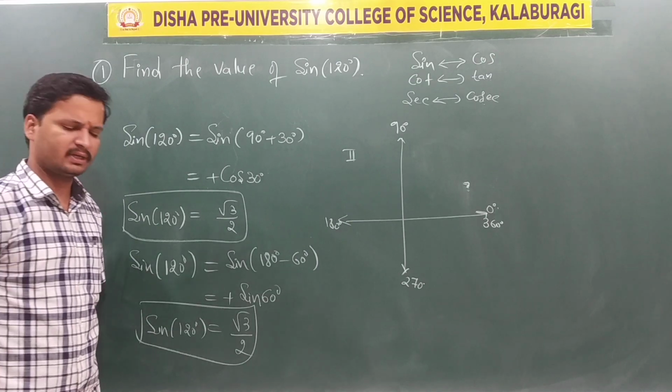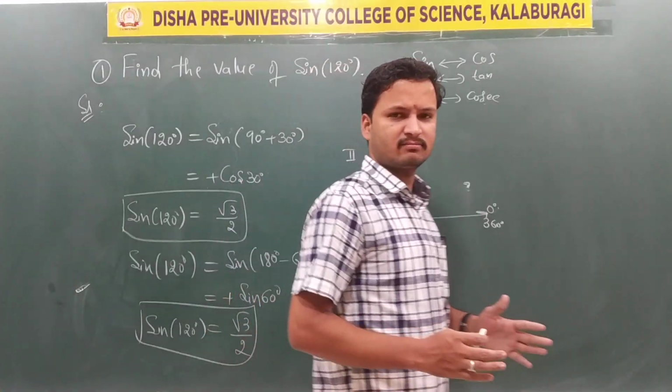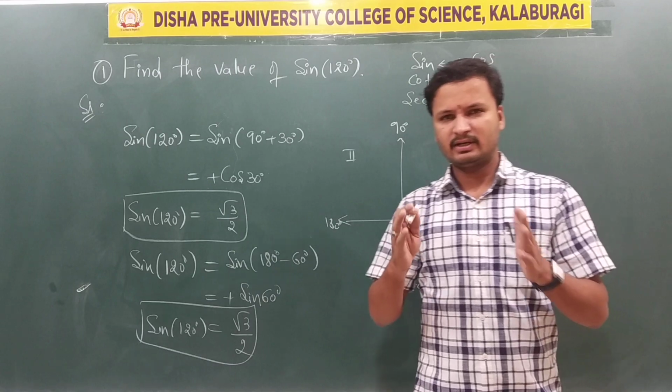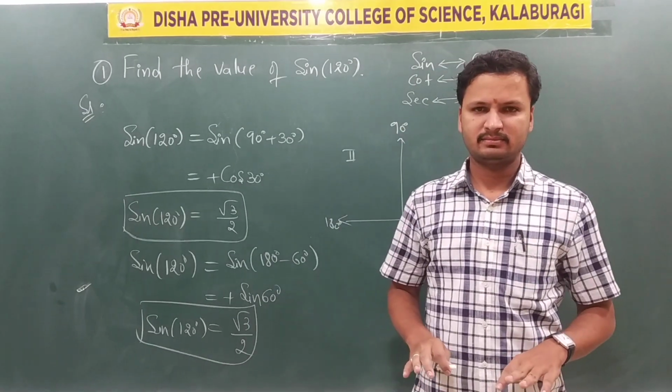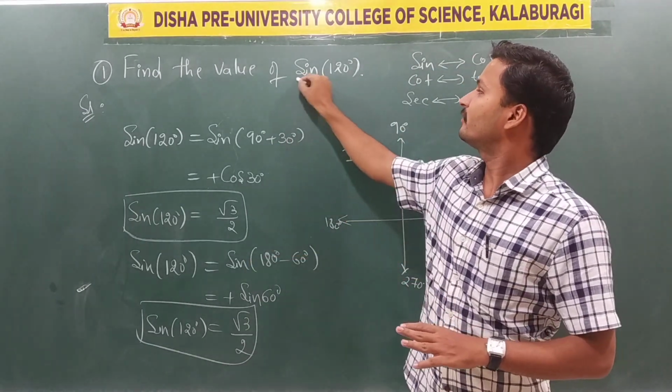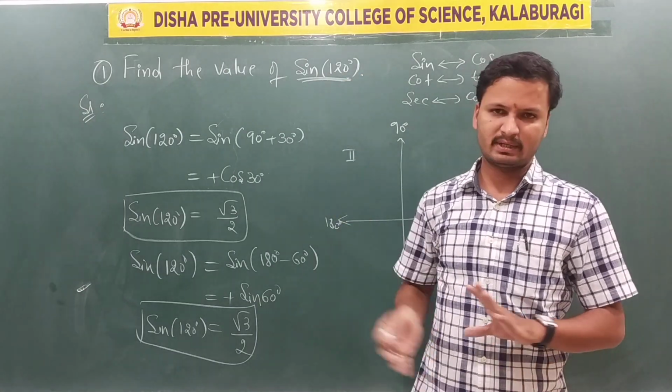So here, very important are the allied angles. Allied angles must be learned completely. Then only it is possible to find the values of these trigonometric functions.